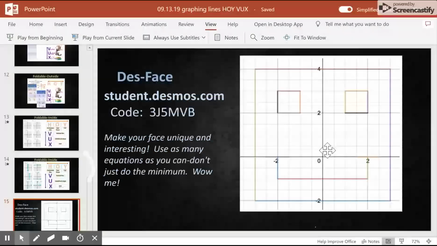You don't have to do the eyes like this. You don't have to do the mouth like this. You can add other interesting characteristics. You can add accessories, hair, bow ties, hats, earrings, a nose, whatever you want. Okay, don't just do the minimum. I want to be wowed by this. So when you go to Desface, I'm going to walk you through a couple of things that you will need to see.